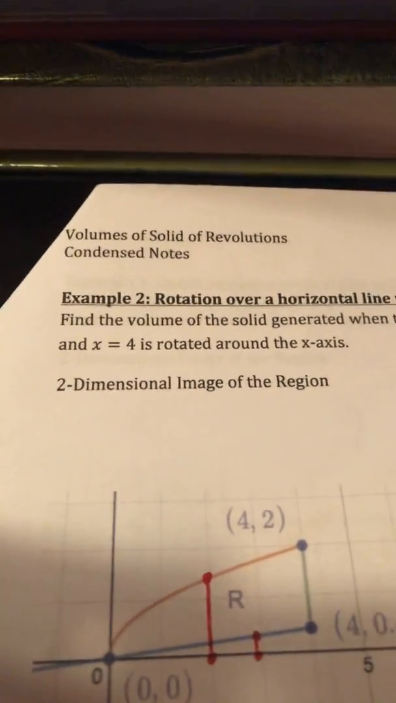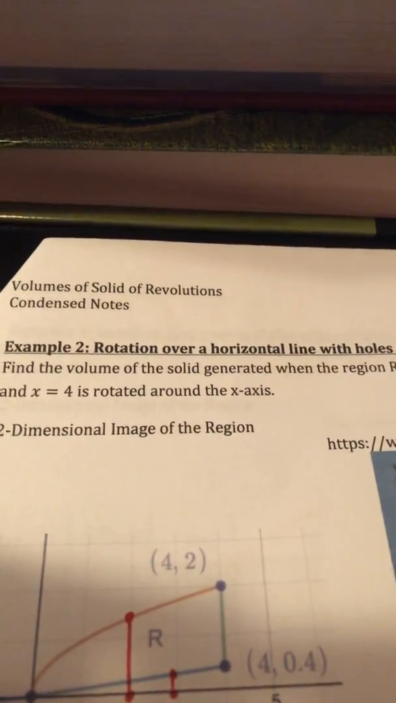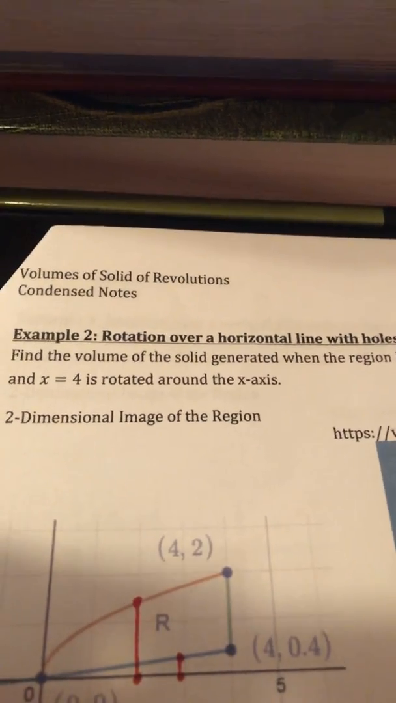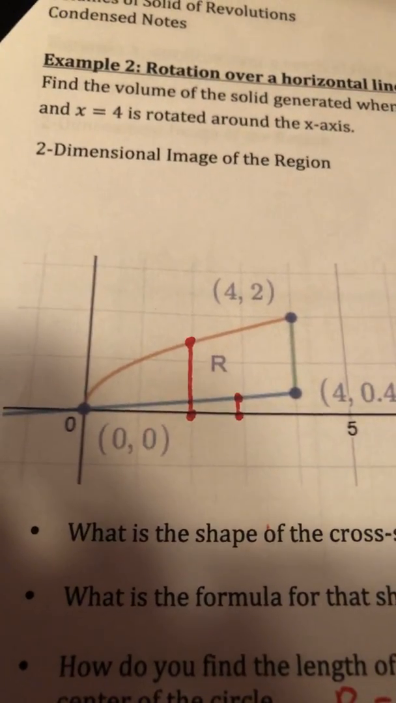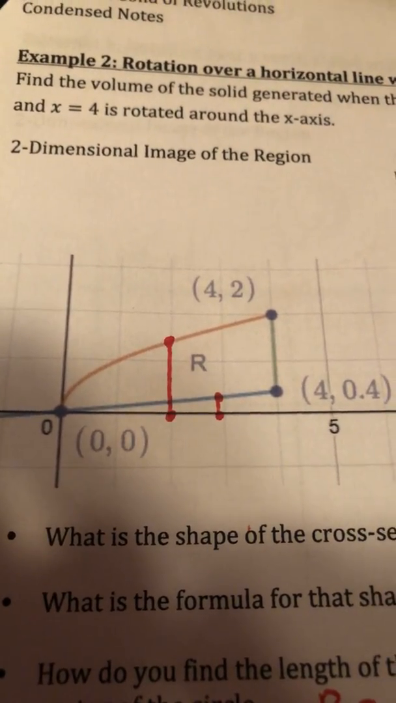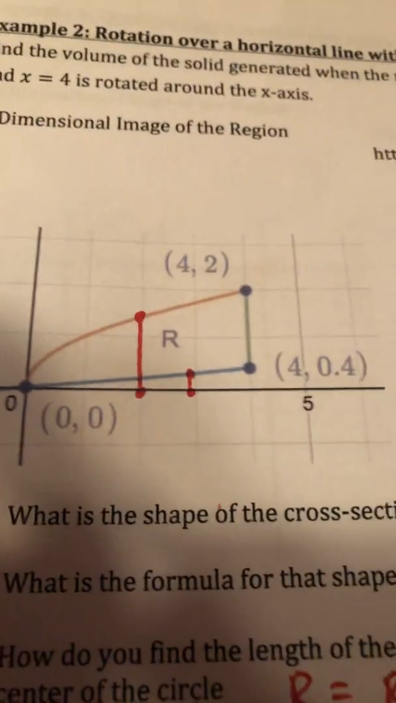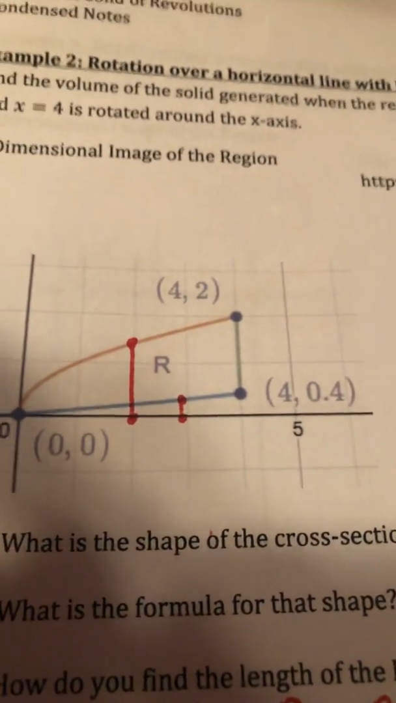Here comes our second example. This is going to be a rotation over a horizontal line, but it has holes in it. So here's the shape. We have a graph. The red line in this particular case is the equation, the square root of x. The blue line is the equation 1/10 x. The green line is the equation x equals 4.